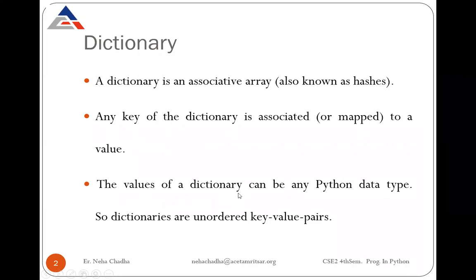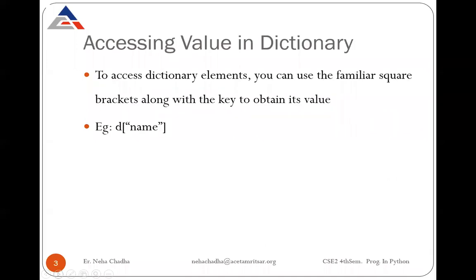The values of the dictionary can be of any type. That means in Python, we have various data types such as numbers, strings, list, tuple, dictionary. We can have a value of any data type. So dictionaries are unordered key value pairs, because the value can be of any data type.